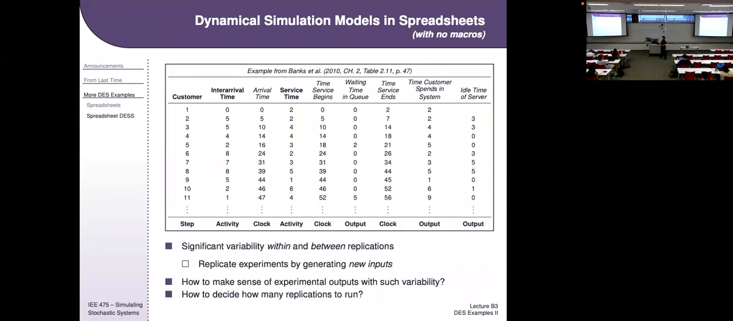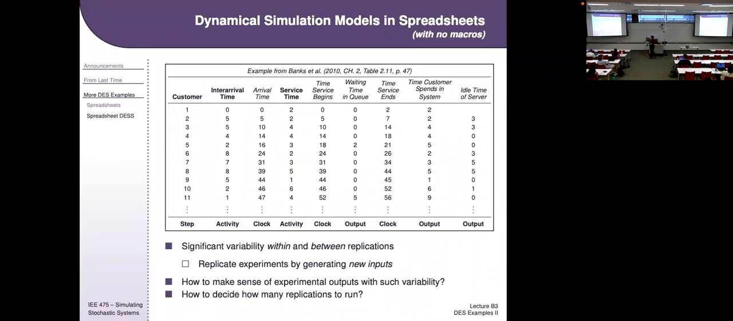Okay, so there's a lot of variability within and between replications. What I mean by that is we look across customers, we can see that these customers all have a very different experience, and this is just one replication of the simulation. If I wanted to generate another experimental replication, I would draw a different set of interarrival times and a different set of service times, but I'd leave all of the rest of the logic the same, and it would give me a different set of outputs. So I can get variability both within a replication and across replications.